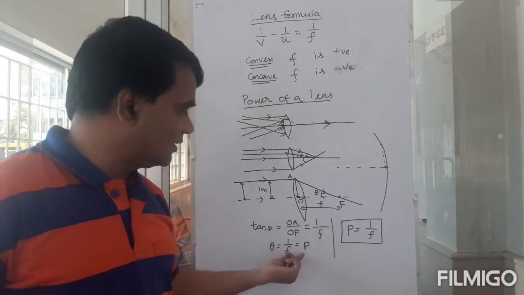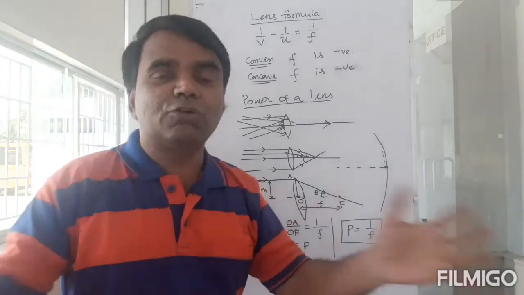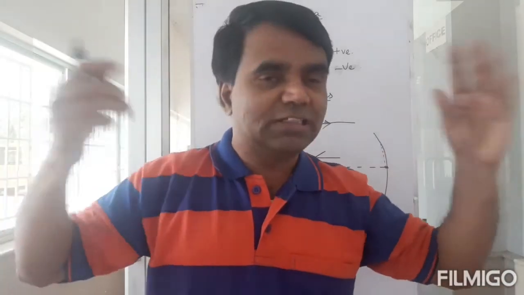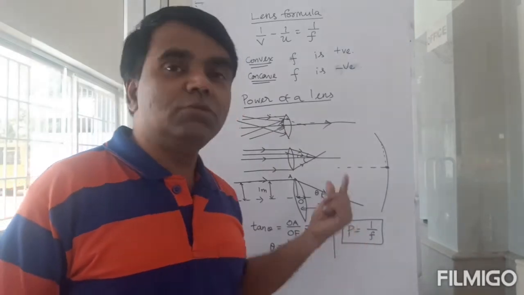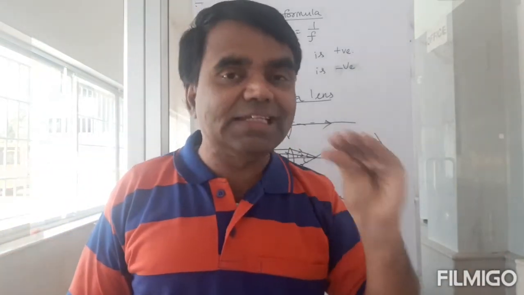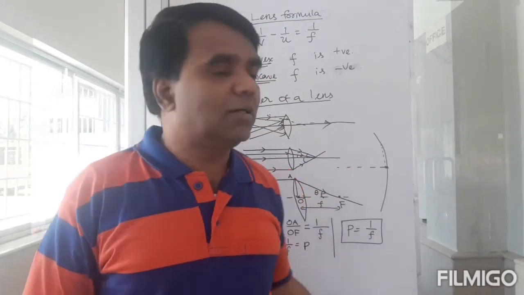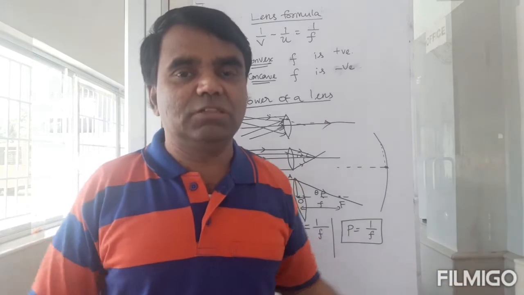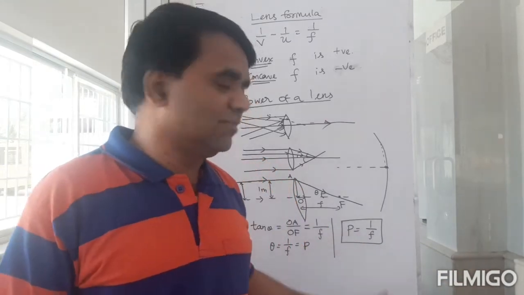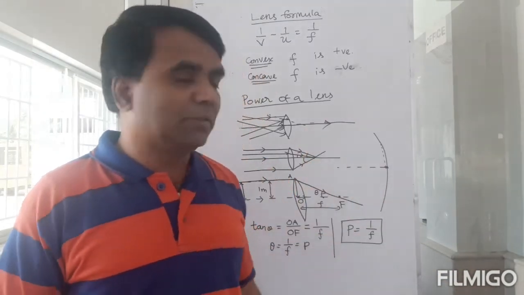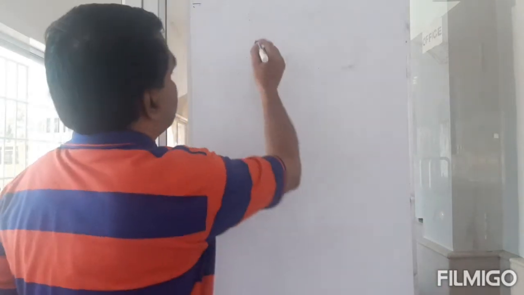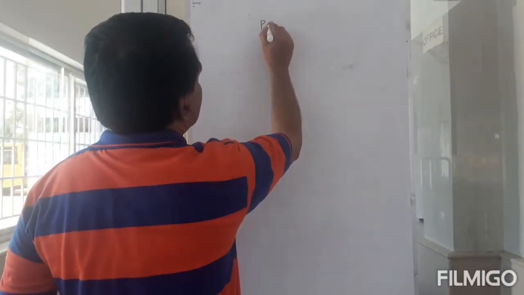So once you get to this point, P is equal to 1 by f, now you don't have to worry about 1 meter, 2 meters, 10 meters, you forget all of them. You can apply this to any lens of any size, even a 2 millimeter lens, you can still apply this. A 6 millimeter lens, you will still be able to apply very easily. So this is how the power of a lens is defined. Power of a lens P is equal to 1 by f.